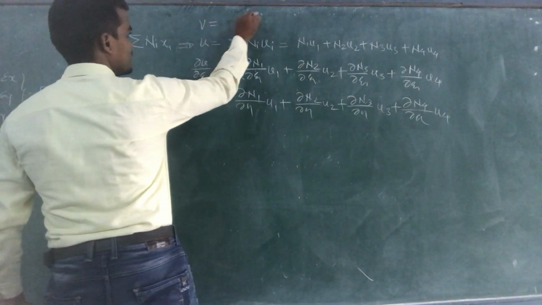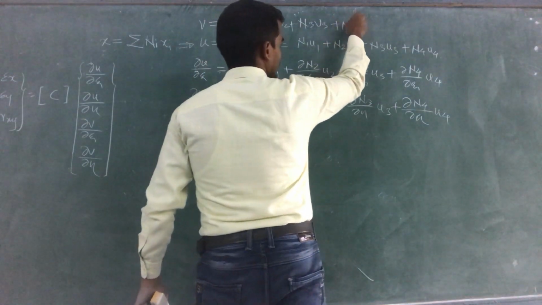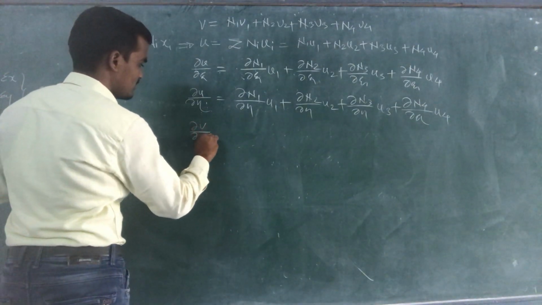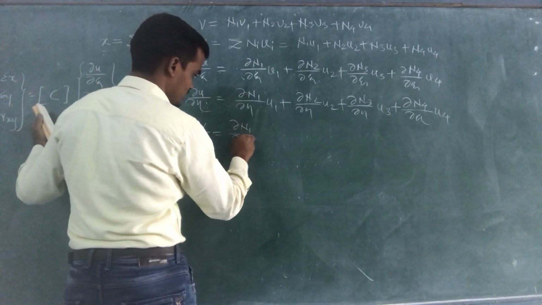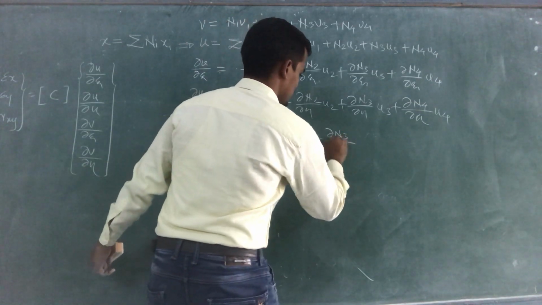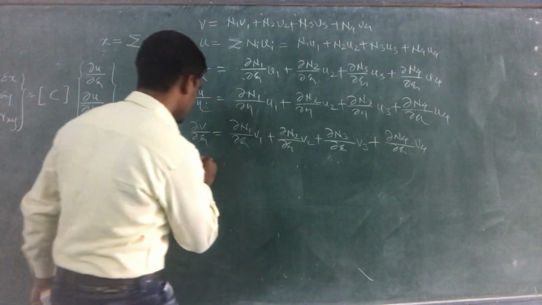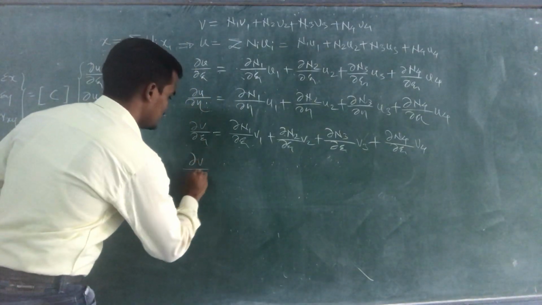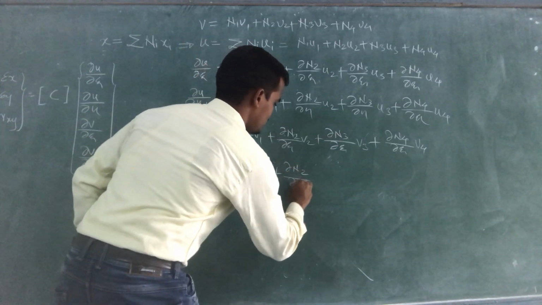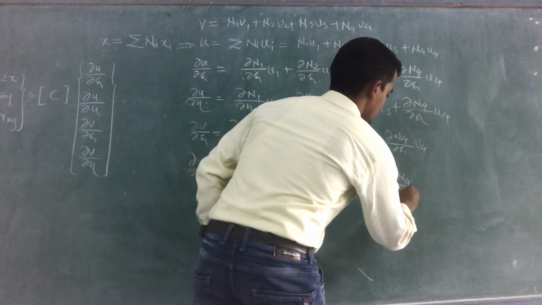Similarly, we can write for v. v can be written as N1 v1 plus N2 v2 plus N3 v3 plus N4 v4. So similarly, del v by del zeta can be written as del N1 by del zeta into v1 plus del N2 by del zeta into v2 plus del N3 by del zeta into v3 plus del N4 by del zeta into v4. Similarly, the last term, del v by del eta, is equal to del N1 by del eta into v1 plus del N2 by del eta into v2 plus del N3 by del eta into v3 plus del N4 by del eta into v4.